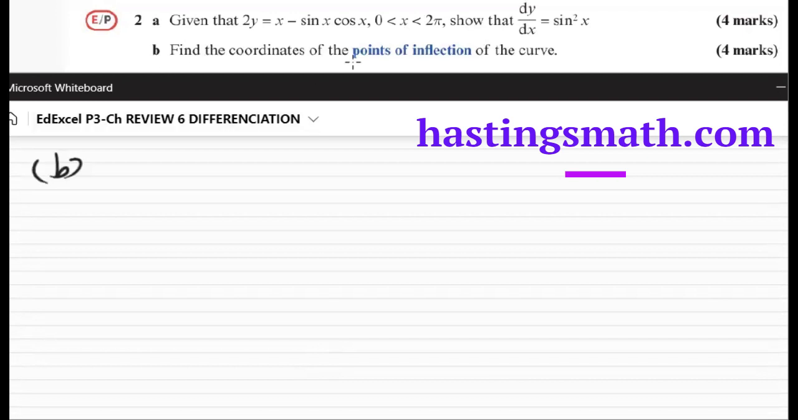B is a little bit of application of pure maths. It wants us to find the coordinates of the point of inflection of this curve. So usually these questions follow on. So we know that dy/dx was sine squared x. So this is where we start. That was proven already.